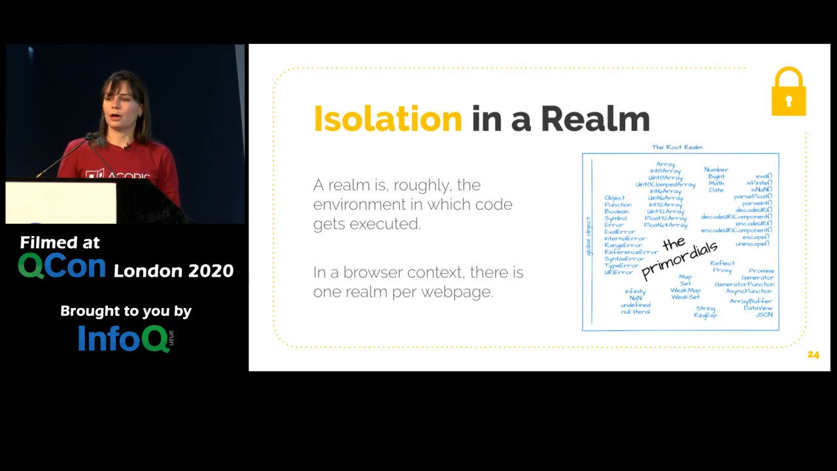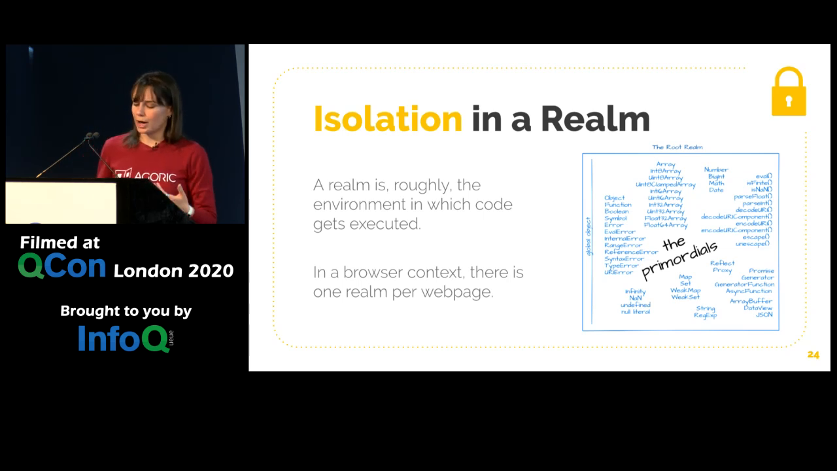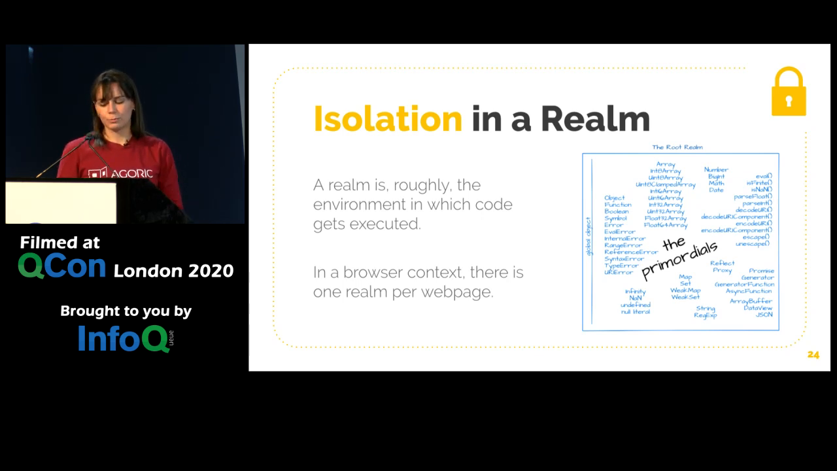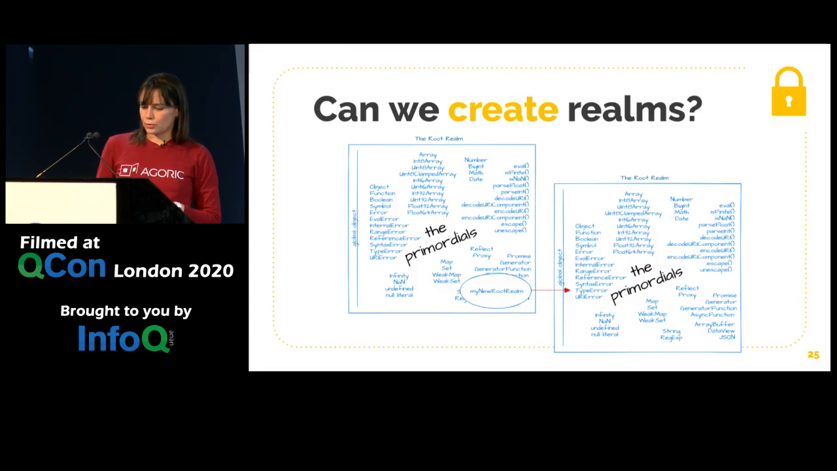So historically, one way that people chose to isolate code was in the same origin iframe. But using an iframe is clunky, right? And we want to be able to create realms without the overhead of iframes. So that was the concept behind a TC39 standards proposal called realms.